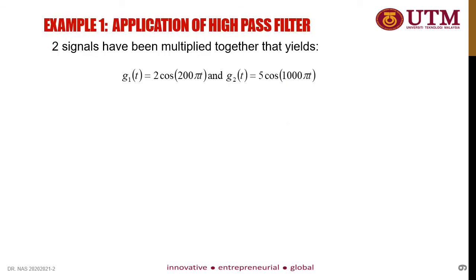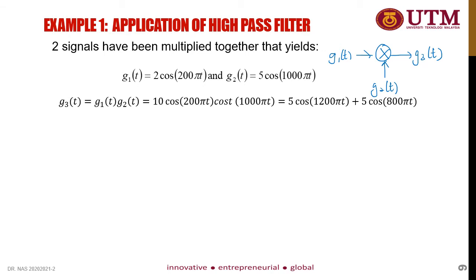Okay, let's look at the example on application of high pass filter. Given two signals that are being multiplied together, so you have two input signals g1 and g2. In this case, for example, g1(t) is being multiplied with g2(t), and the output is g3(t).